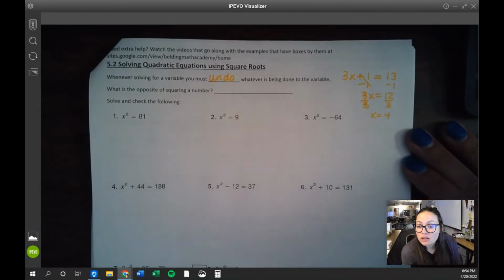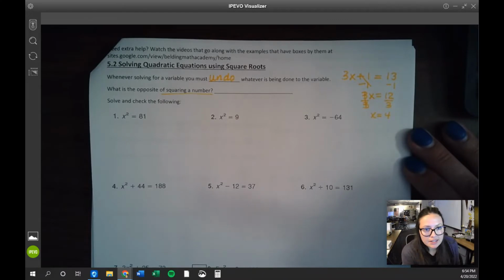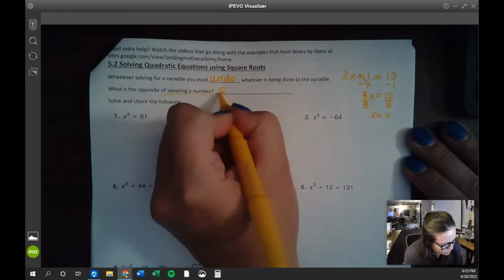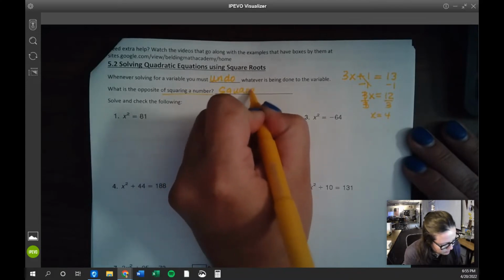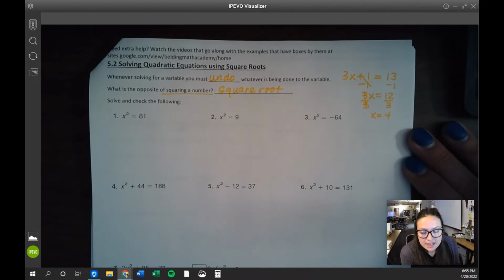Okay, so we're going to do all of that, but we're adding one more thing. We have to figure out what the opposite of squaring a number is. And the opposite of squaring a number is to take the square root. Okay, and that's the key thing that you need to remember. To undo squaring something, we take the square root.